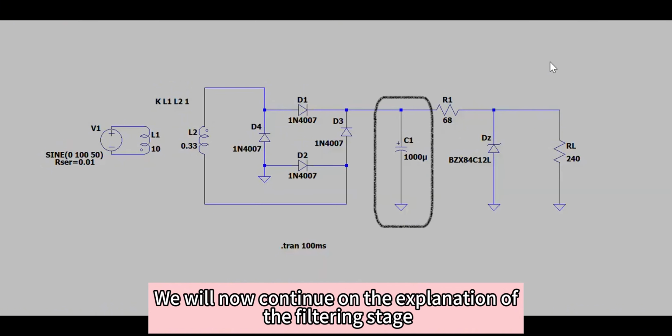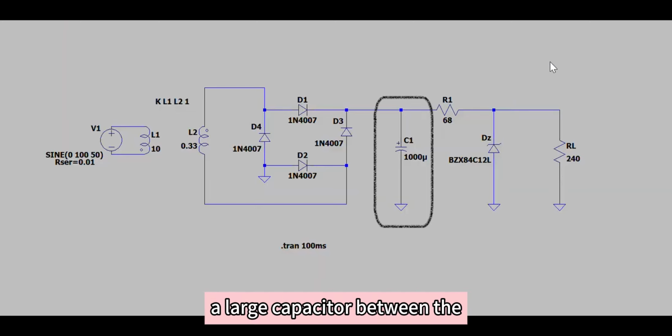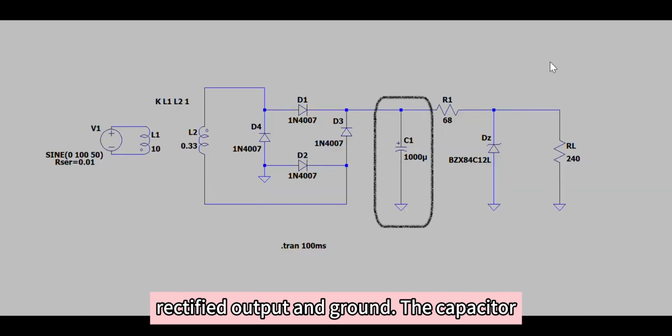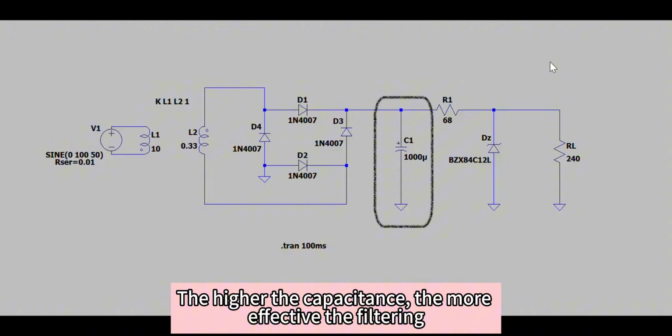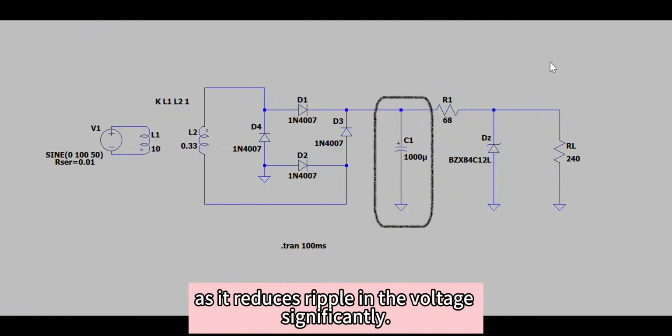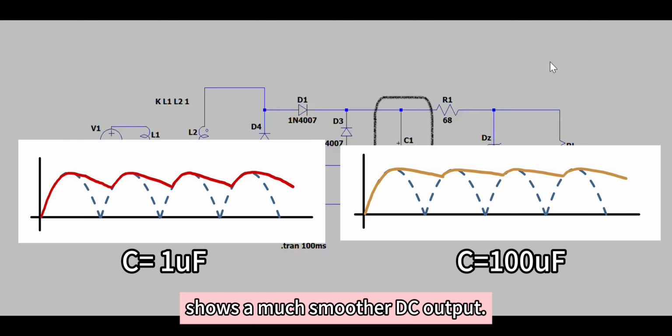We will now continue with the explanation of the filtering stage. The filtering stage is implemented by connecting a large capacitor between the rectified output and ground. The capacitor charges during voltage peaks and discharges during voltage dips, smoothing out the fluctuations. The higher the capacitance, the more effective the filtering, as it reduces ripple in the voltage significantly. We can clearly see that the waveform with a higher capacitance capacitor shows a much smoother DC output.